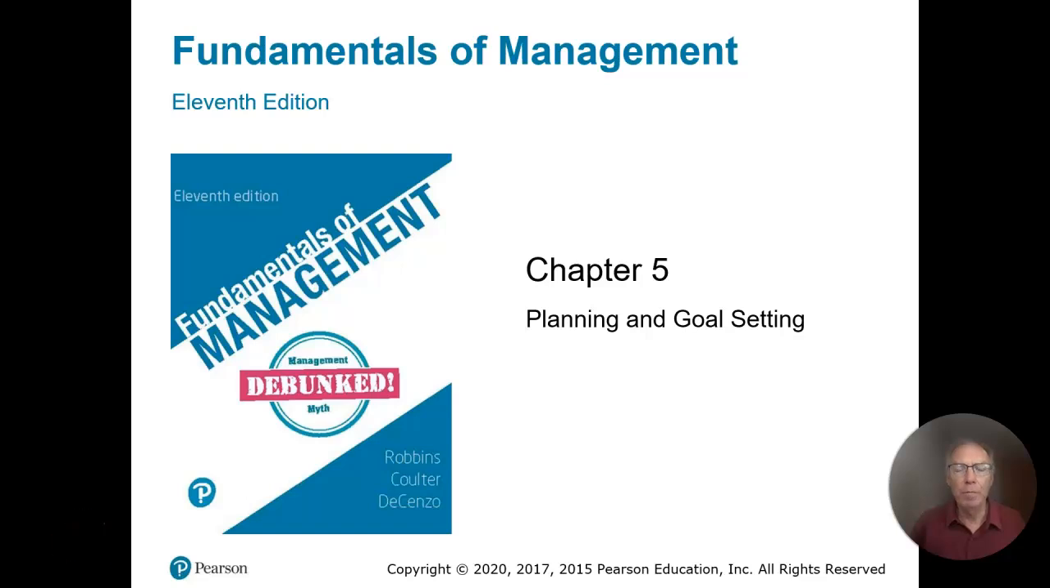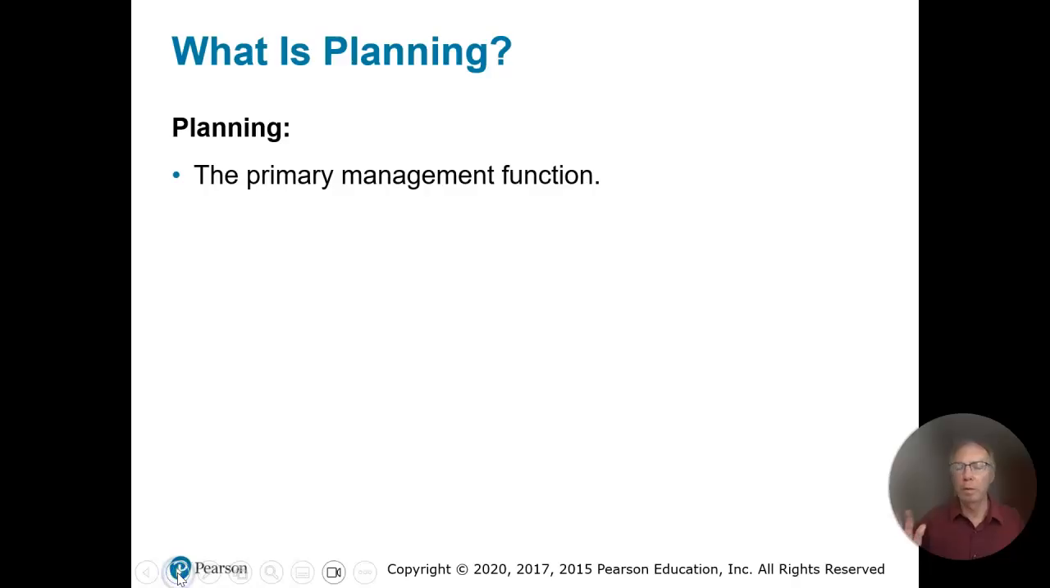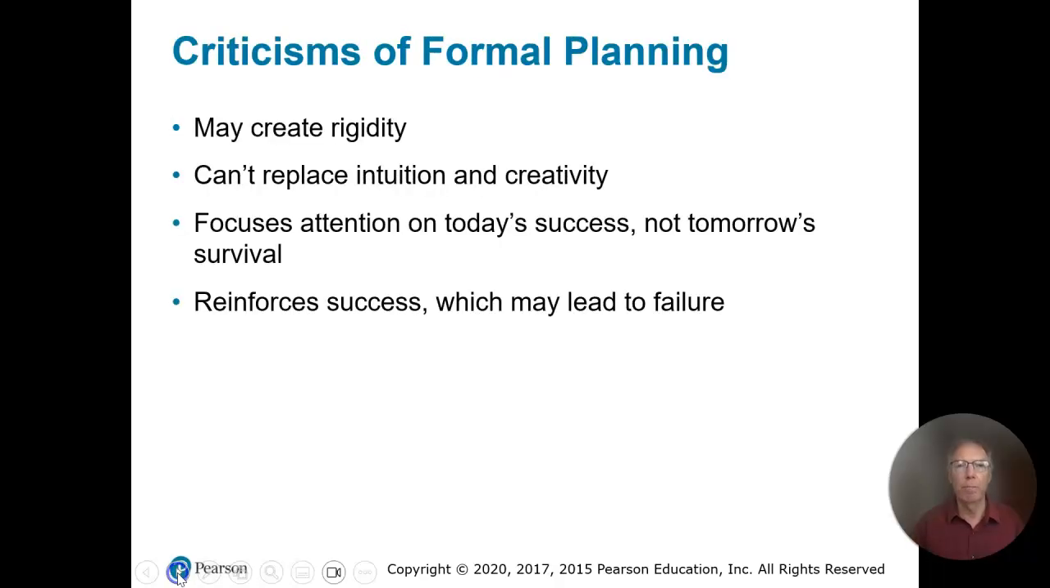Hi, we're going to talk about Chapter 5, which is about planning and goal setting. Now, in chapters 1 through 4, we've talked about planning as being one of the four functions of management. And you can see here in the slide is one of the primary functions. And planning creates the map, the process of how we're going to achieve the company goals.